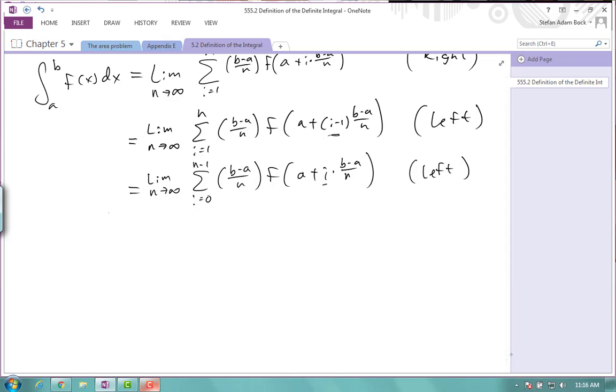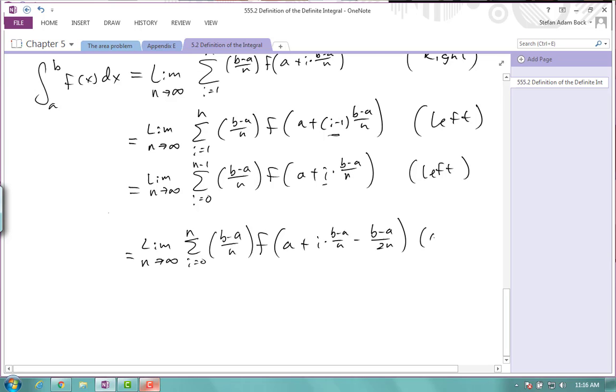But again, I typically prefer to use the right hand rule all the time because it's simplest to keep track of. And the theorem says that I can do that without any problem. And I would get the same value if I use the midpoint rule.